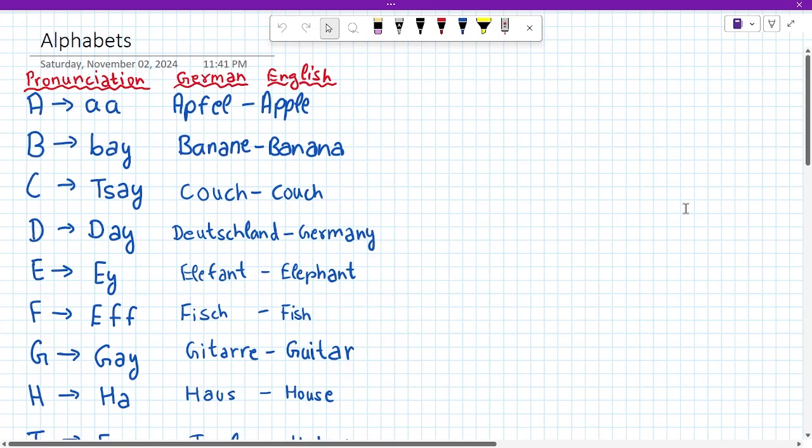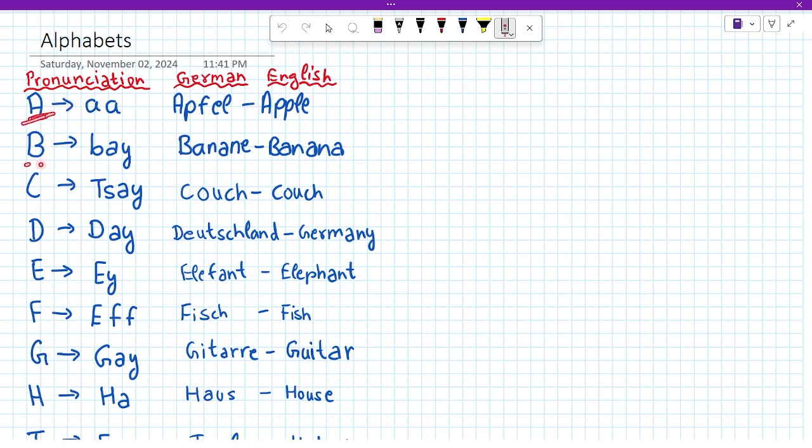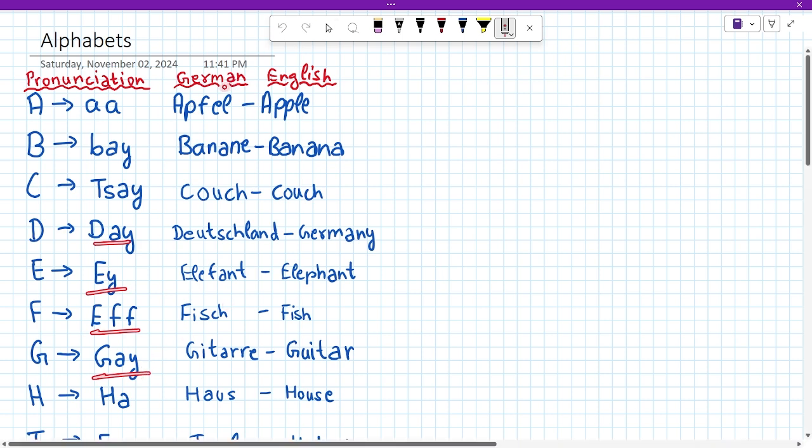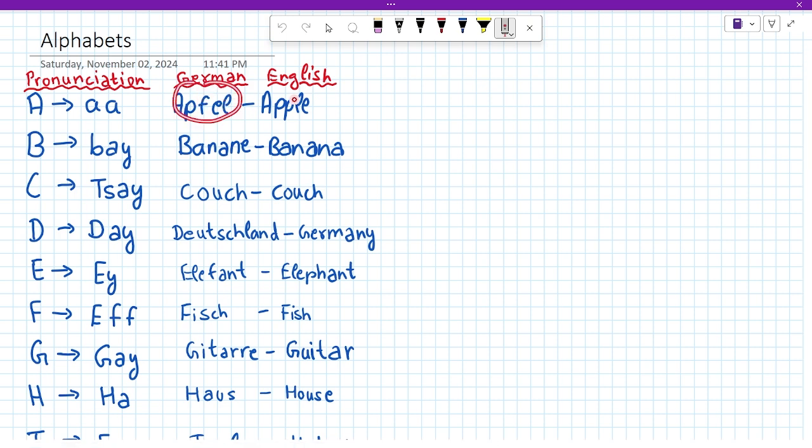Okay, so hello guys. In this video, we'll be talking about the alphabet in the German language. As you can see here, we have the pronunciation of the English alphabet, and these are how we pronounce the letters in German. First, we will discuss all of these letters, and after that, we will move on to German words and their English counterparts.